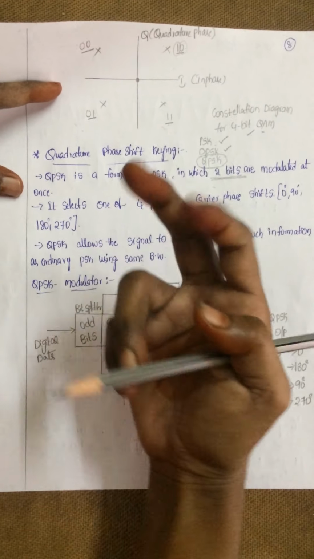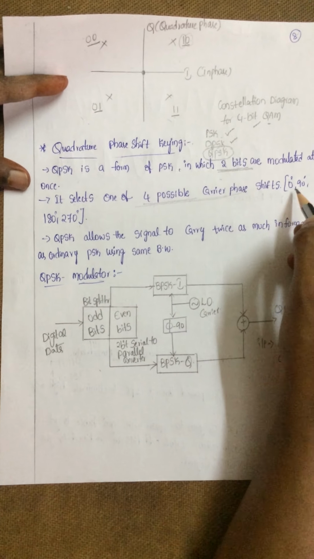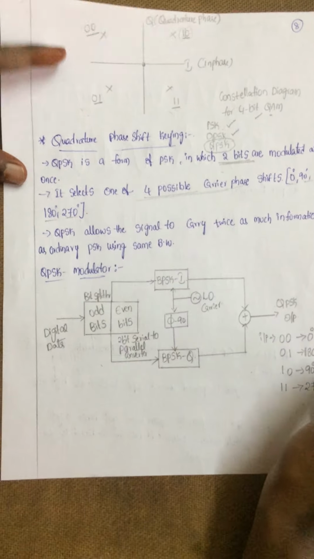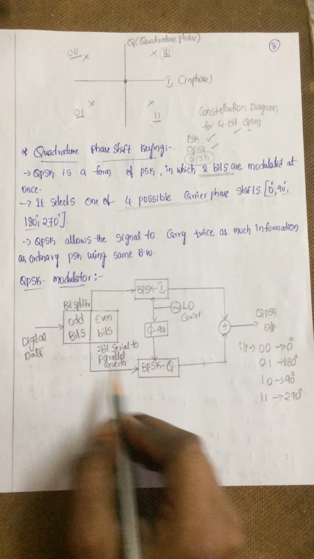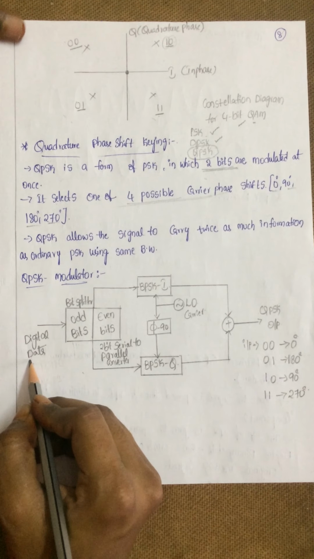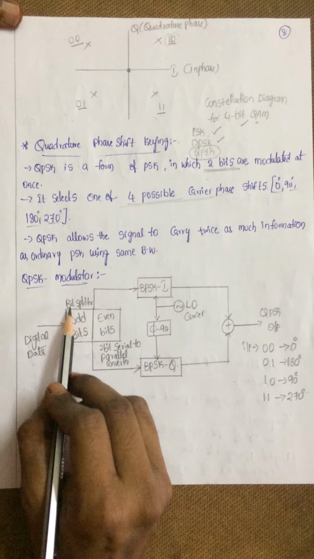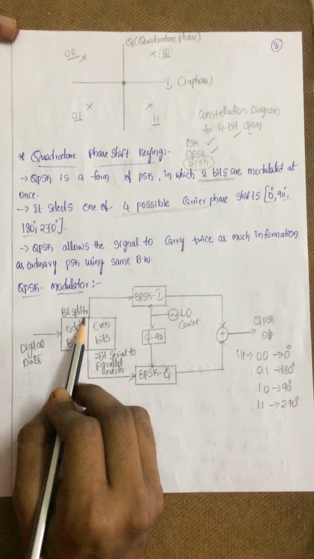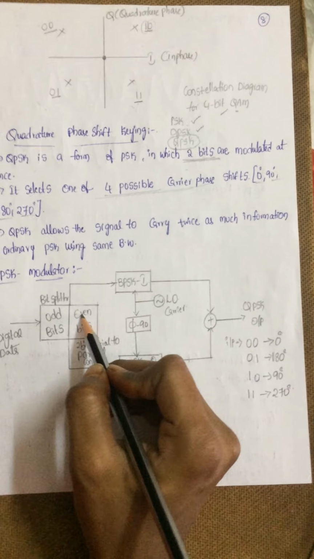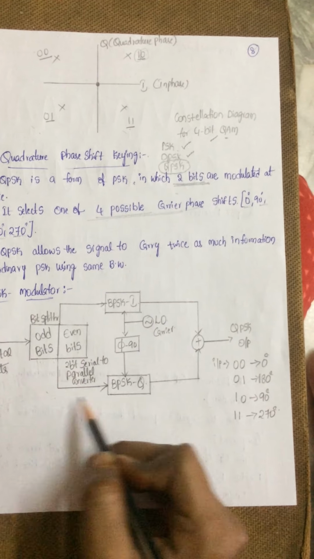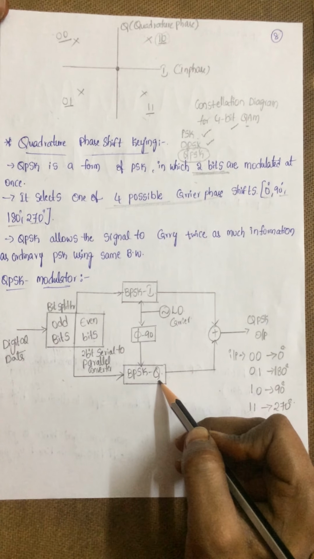With 2 bits, there are 4 phase shifts, that is 0, 90, 180 and 270 degrees. So the basic block diagram of QPSK is this one. Whatever digital data comes in, first it is split into even and odd bits. That's why we use a bit splitter, which divides it into odd bit positions and even bit positions. One goes through BPSK in phase, and the second goes through the quadrature phase.